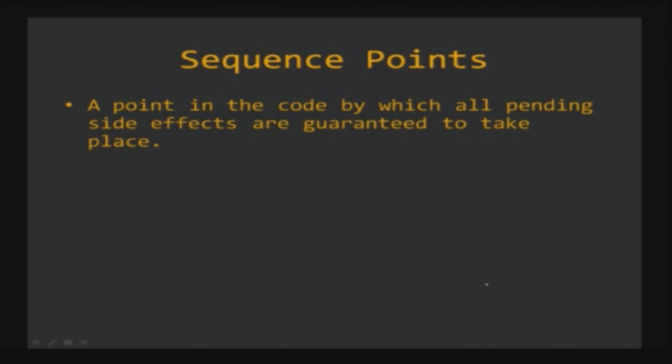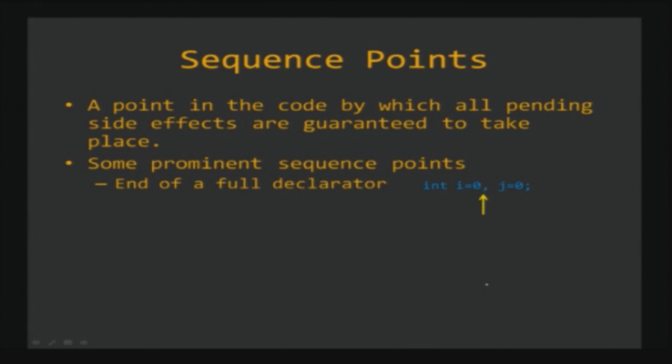This is a very technical definition, to be understood by compiler writers, but we will briefly understand what it means. Some prominent sequence points include the end of a full declarator. For example, if I have a declaration int I equal to 0, comma, j equal to 0, then a full declarator gets over after I equal to 0. So, after I equal to 0 there is a sequence point here. If there are any pending side effects, they will be completed at this point. This is another full declarator, so after that again any pending side effects will be assured to be done.